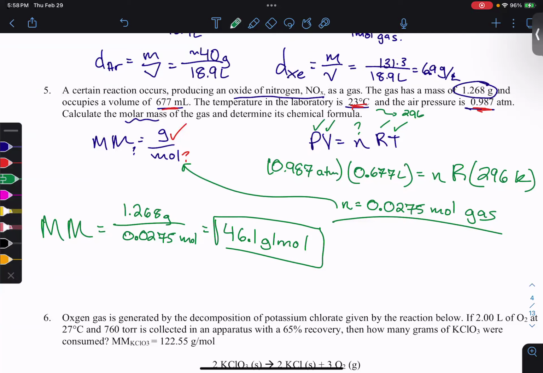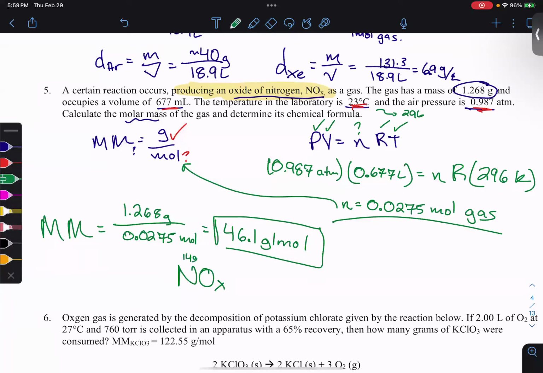But we didn't actually fully answer this question. So yes, I have the molar mass. How can I figure out now what the chemical formula of this unknown gas is? So this is NOx. How could you figure it out? X has to be a what kind of number? It has to be a whole number. So you could just guess and check, I guess.